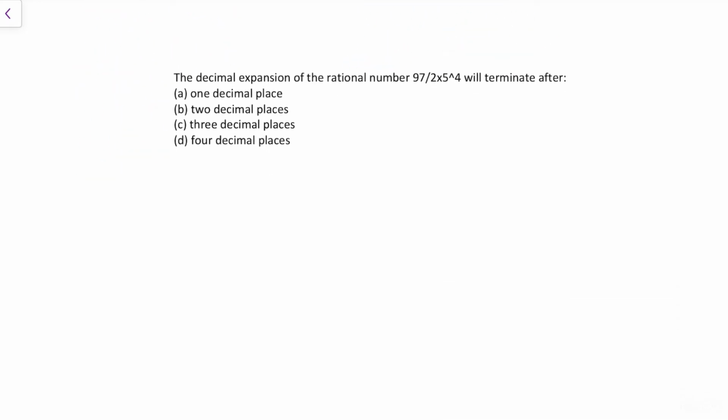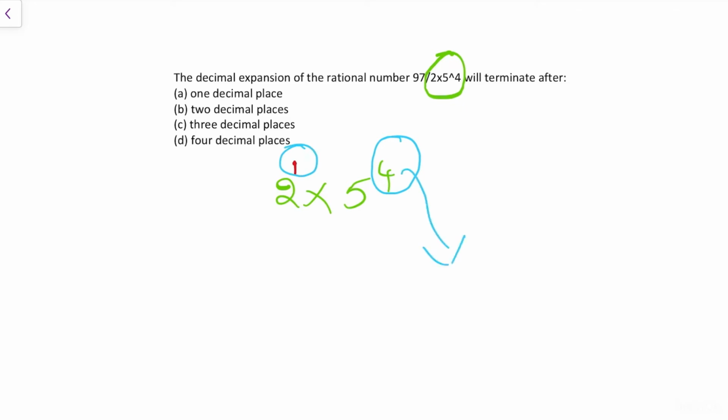Next, observe this one. The decimal expansion of the rational number 97 divided by 2 into 5 power 4 will terminate after how many places? In the previous case we did prime factorization of the denominator, whereas in this case it is already in prime factors: 2 times 5 power 4. Only 2 is there, so it means 2 power 1. For 5 the power is 4, whereas for 2 the power is 1, so the highest power is 4. So this decimal expansion will terminate after 4 decimal places.